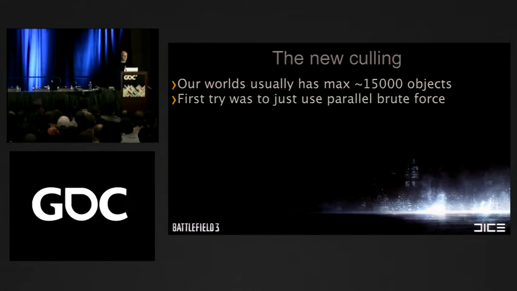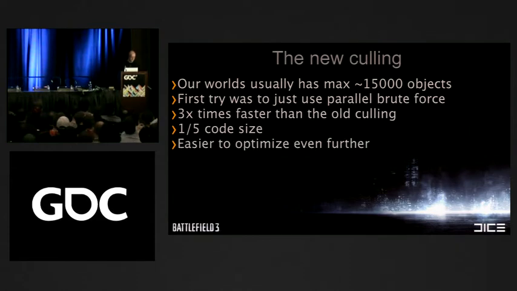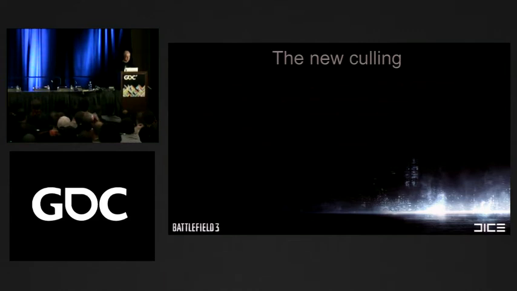So the first try was just to run a parallel brute force, doing nothing fancy at all. Just put everything in linear arrays and brute force it. And it turns out it's actually 3 times faster than the old culling. So that's pretty good. And the code size also got reduced by a fifth, which is really good as well. And it's actually easier to optimize even further, to make it even faster.